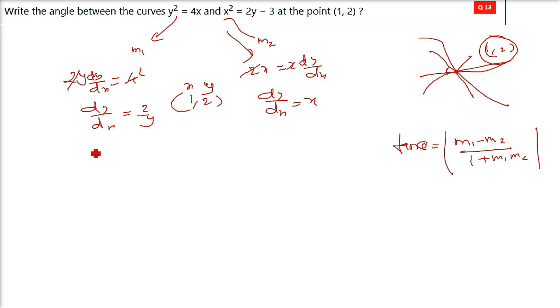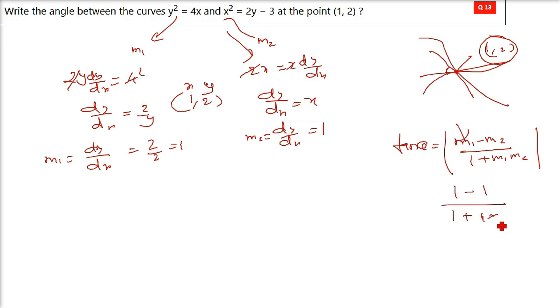Now just replace x and y by 1 and 2 in both of these dy by dx's. So you have 2 by 2, that is 1. This dy by dx is m2, so this is going to be x, which is 1. Now we have m1 minus m2, 1 minus 1, divided by 1 plus m1 m2, that is 1 into 1. It doesn't matter because the numerator is going to be 0 anyways. So tan theta is 0.